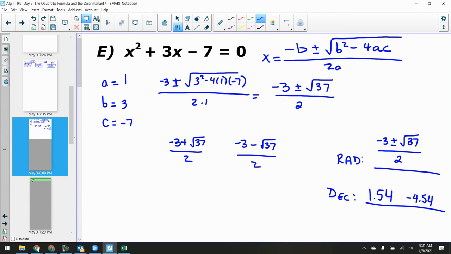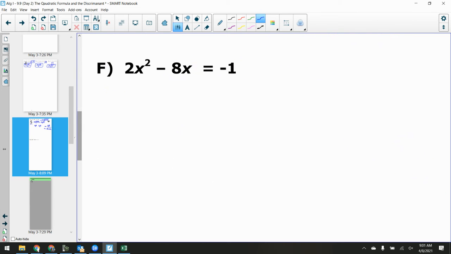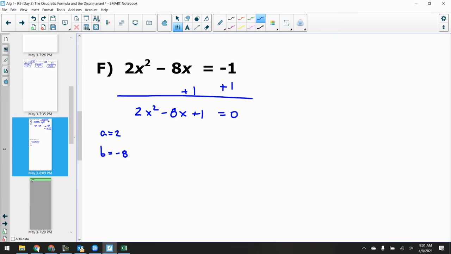Let's do the other problem, the F problem. What do I have to do first? Standard form. Add the 1. Let's add the 1. So that gets me a 2x squared minus 8x plus 1. So my A is 2, my B is -8, and my C is 1. X equals the opposite of b plus or minus the square root of b squared minus 4ac all over 2a.